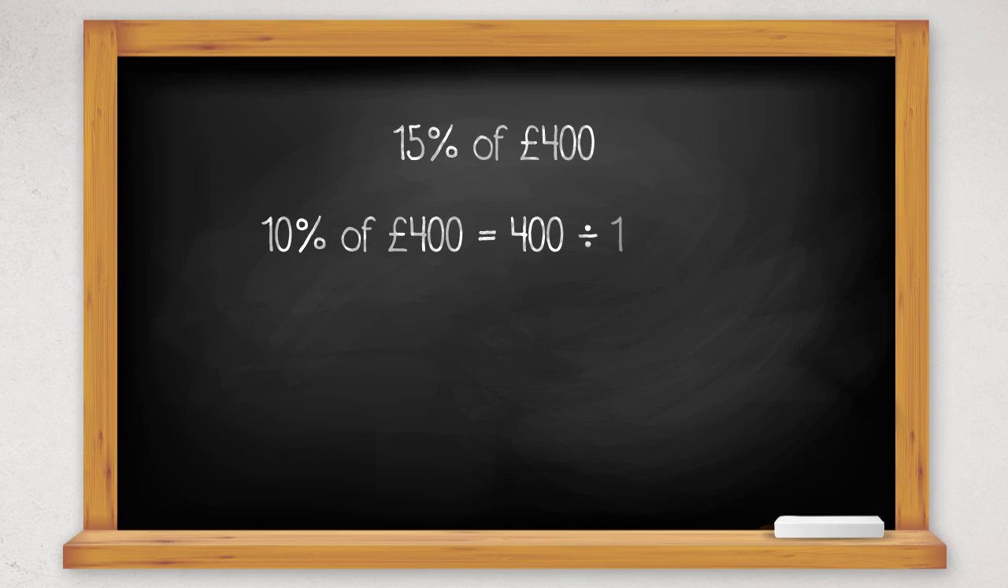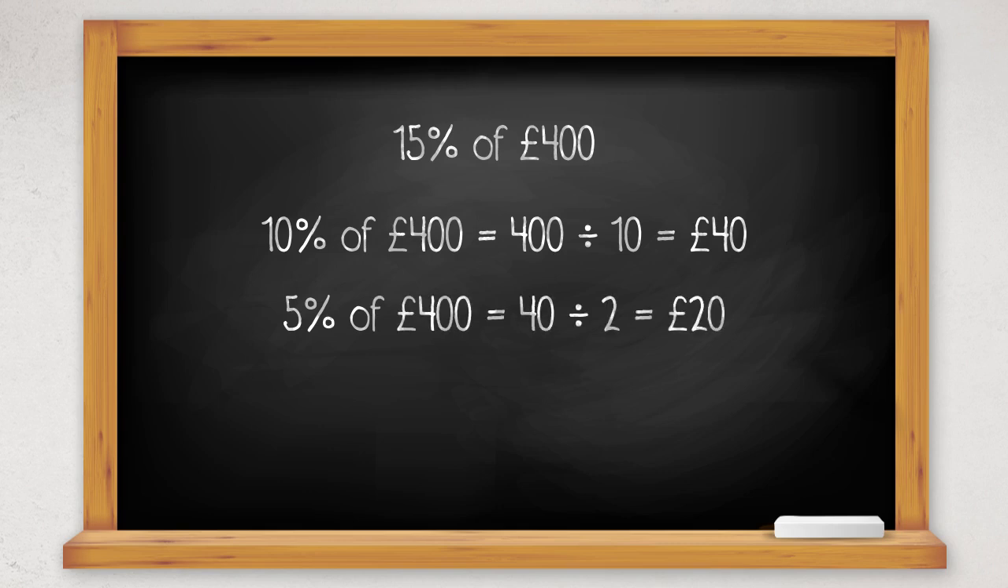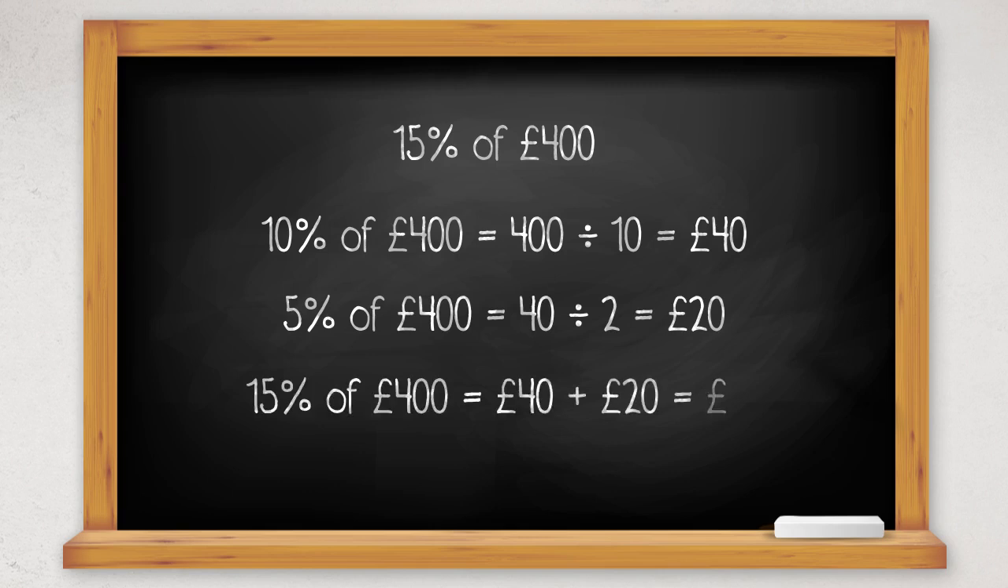For example, to find 15% of £400, 10% of £400 is 400 divided by 10, which is £40. 5% is £40 divided by 2, which is £20. So adding together, 15% will equal 40 plus 20, which is £60.